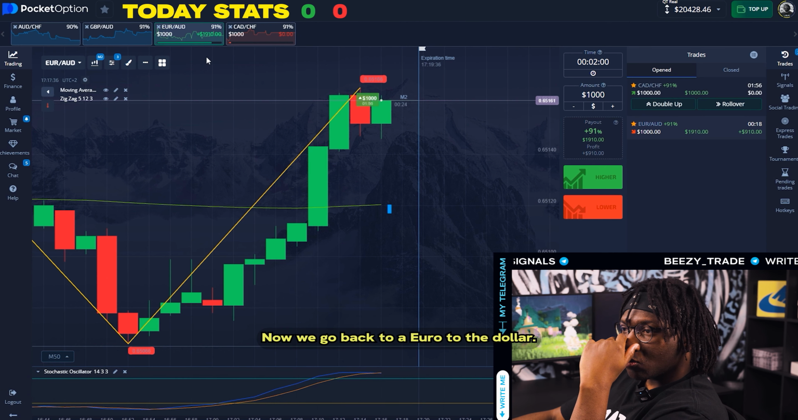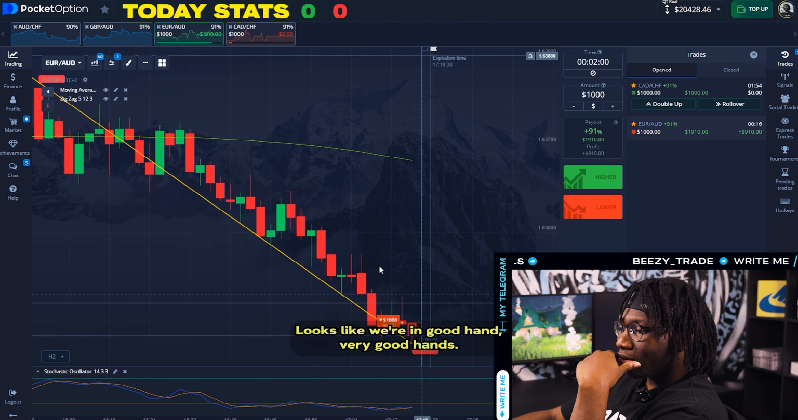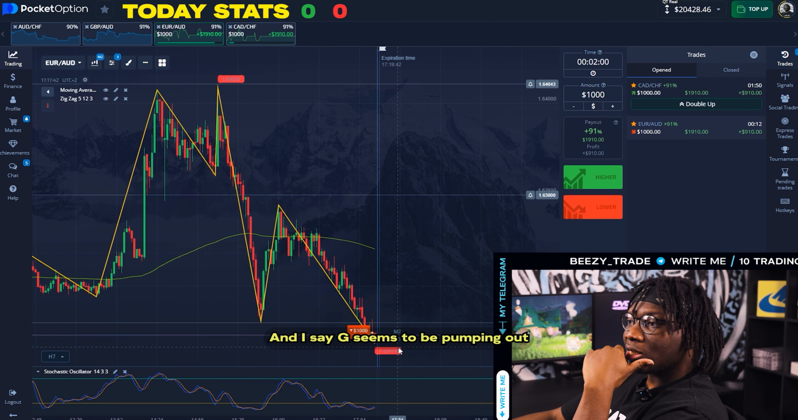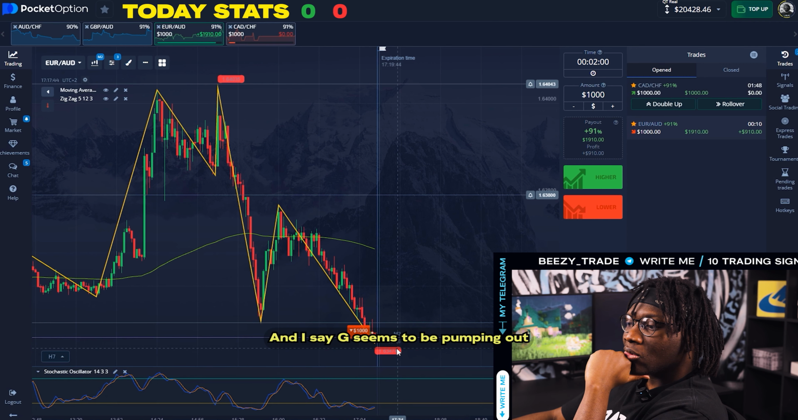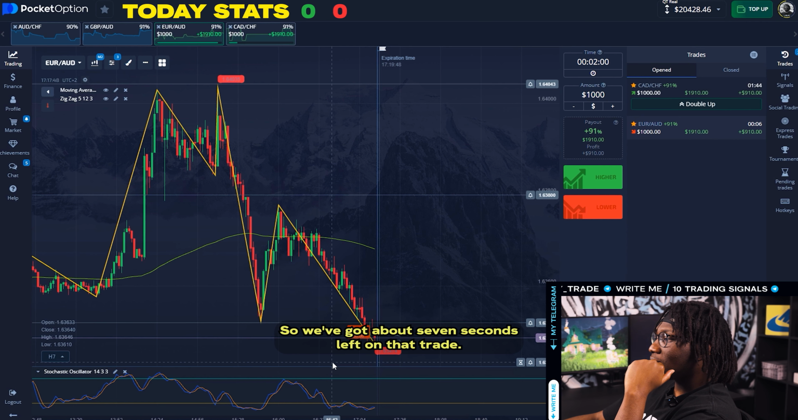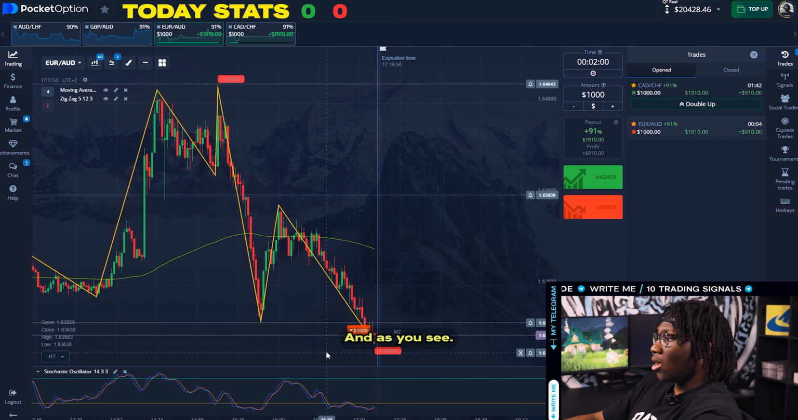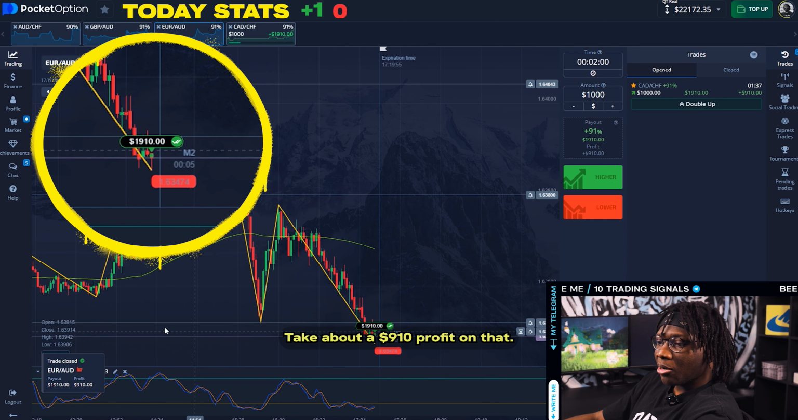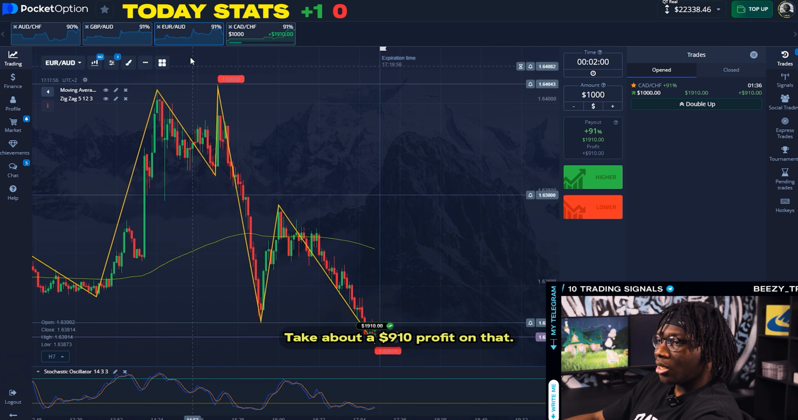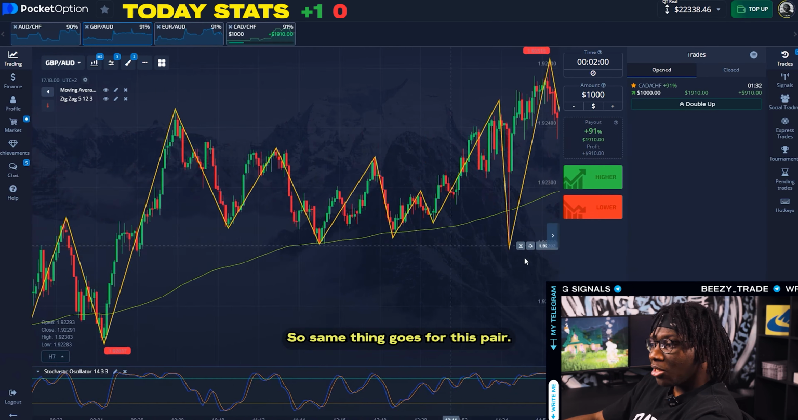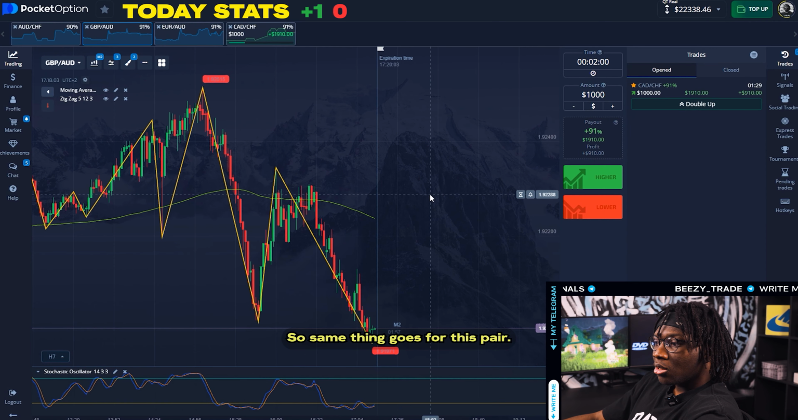Now, if we go back to the Euro Australian dollar, looks like we're in very good hands, and our strategy seems to be pumping out good profit for us right now. So we've got about 7 seconds left on that trade. And as you can see, we take about a $910 profit on that. Not bad for a good couple of minutes' worth. So same thing goes for this pair.